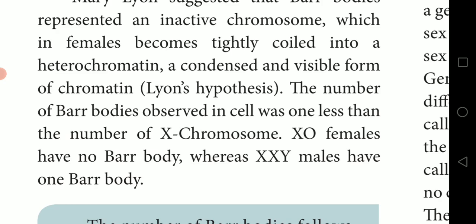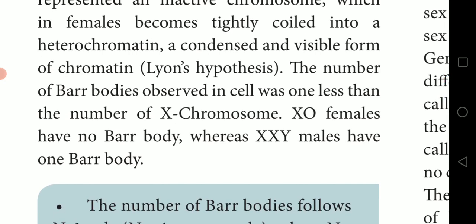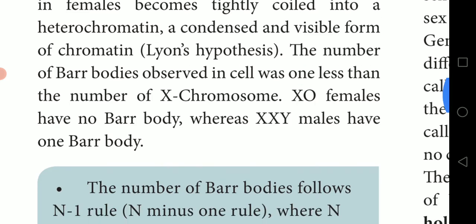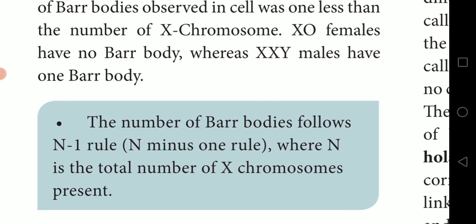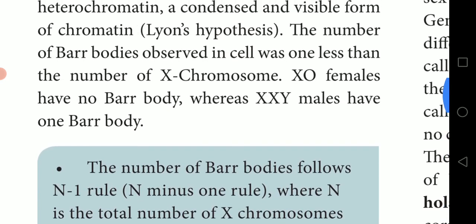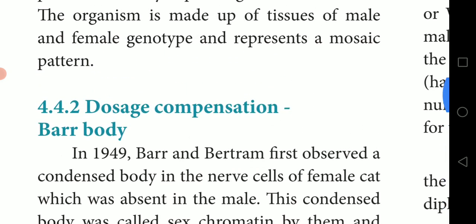The number of Barr bodies observed in a cell is one less than the number of X chromosomes. So an XO female has no Barr bodies, whereas an XXY male has one Barr body. Here XO has no Barr body, and the XXY male has one Barr body. The number of Barr bodies follows the N minus 1 rule, where N is the total number of X chromosomes present. That is the information about dosage compensation and the Barr body.